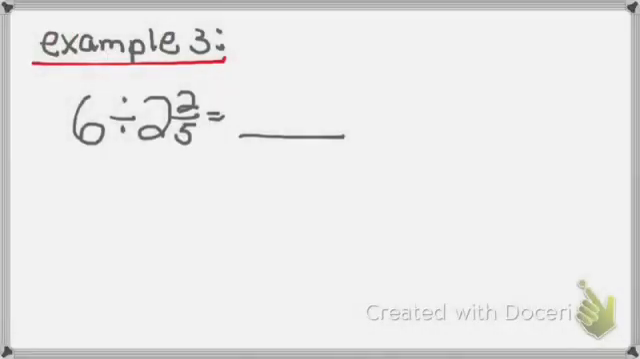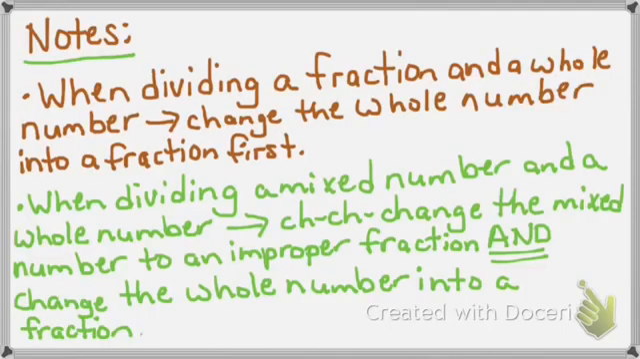So let's take a look at example number 3. I have 6 divided by 2 2/5. That 6 is a whole number, 2 2/5 is a mixed number, and I know my note said something about that, so I'm going to go back and look at that note. And here's my note right down here. When dividing a mixed number and a whole number, change the mixed number into an improper fraction and change the whole number into a fraction. So that's what I have to do.